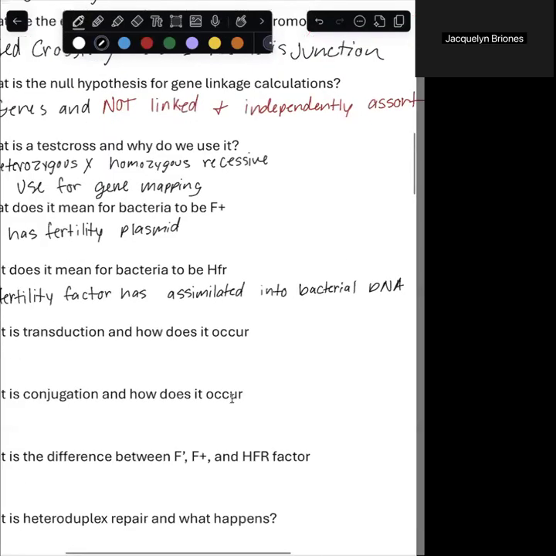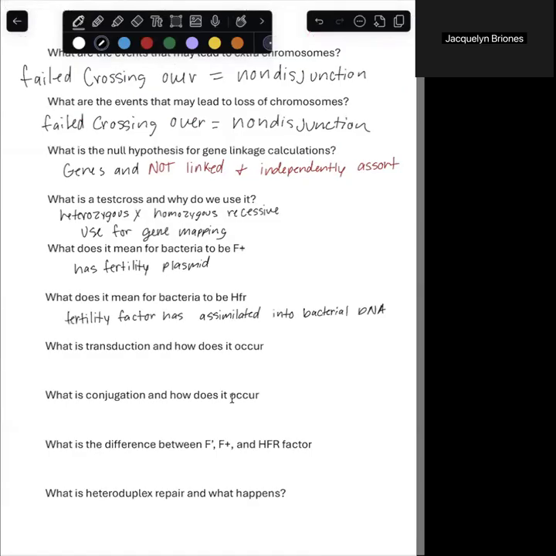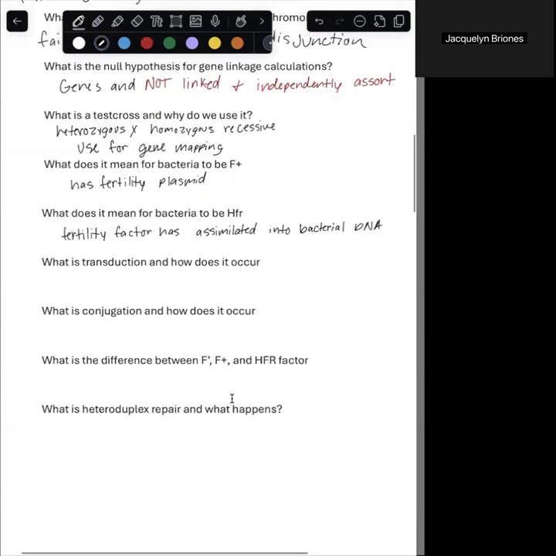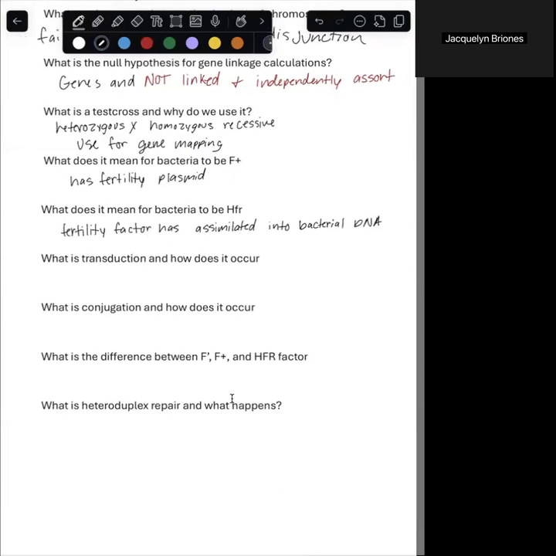This means whenever the bacterial DNA replicates, the plasmid also replicates. What is transduction and how does it occur?